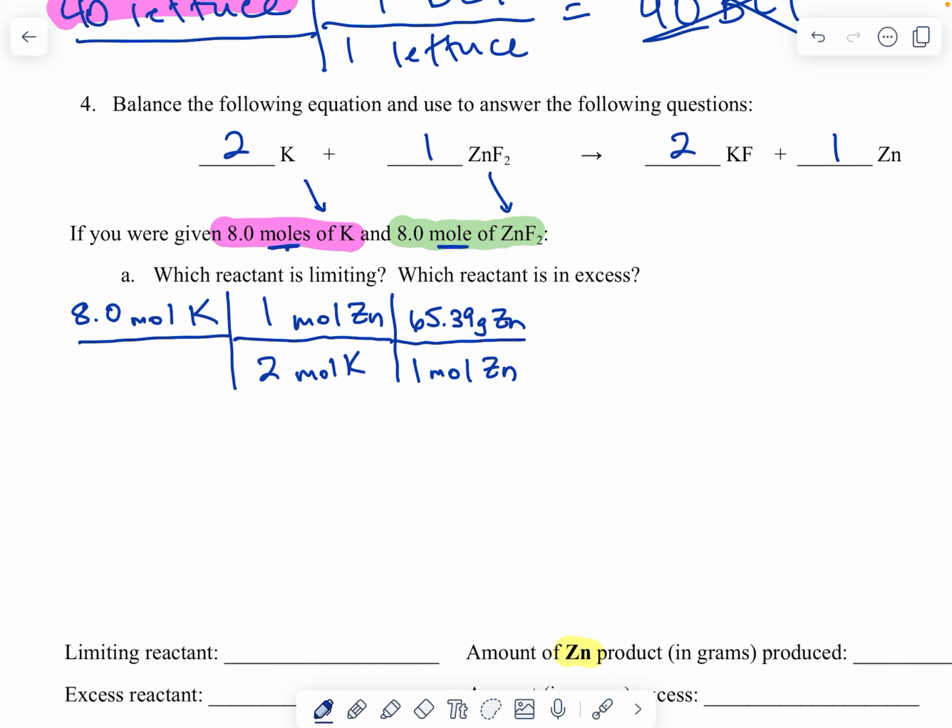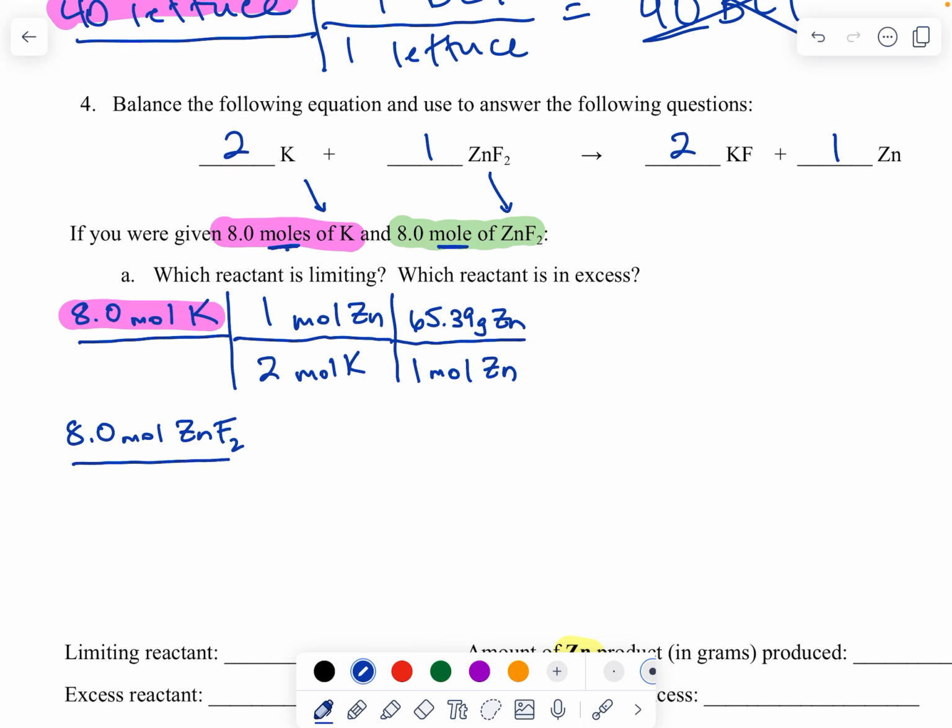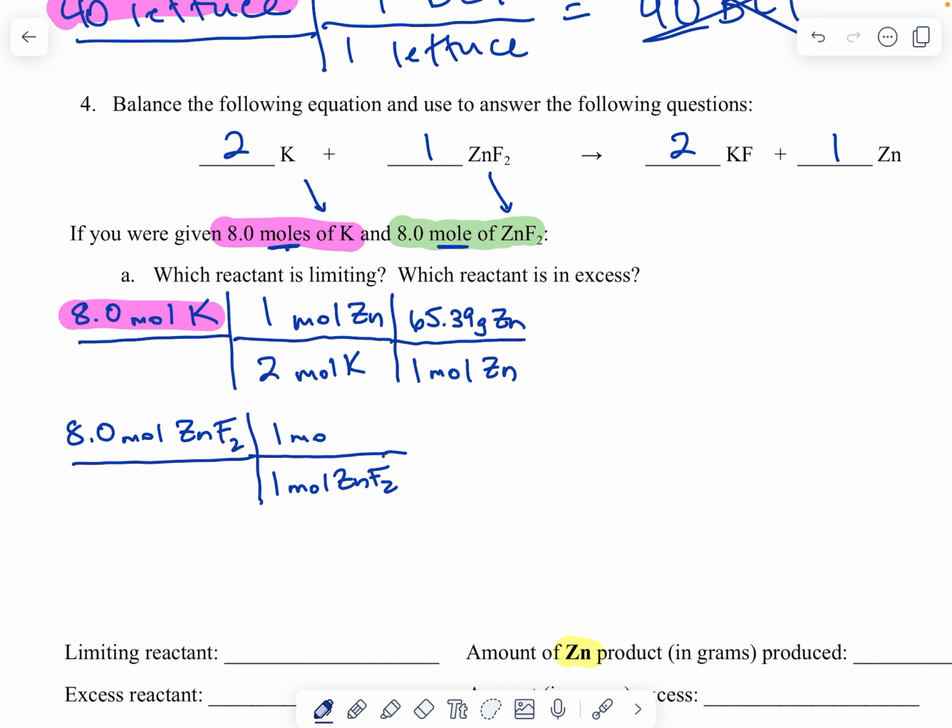Now, the cool part about this is that when I do the exact same setup, I'm going to do it with the other amount of reactant, which is the zinc fluoride. So I also start with 8 moles of zinc fluoride. And now I do the exact same thing. I'm going to try to see how much of the same product that I can make based on the starting amount of that. So that's 1 mole of zinc fluoride for every 1 mole of zinc.